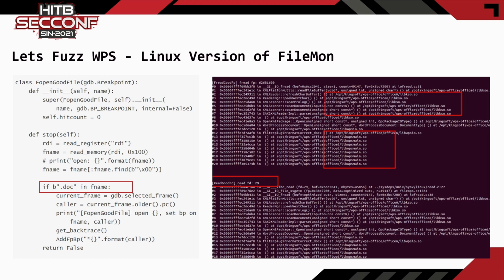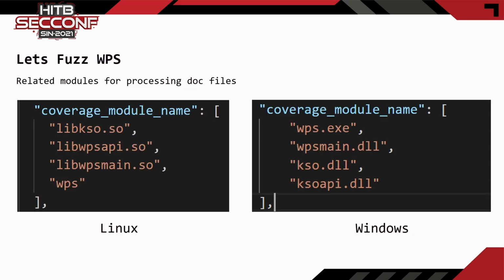passing the doc file. In the call stack, we found the Linux versions of kso.dll and wpsman.dll, namely libwpsman.so and libkso.so. In addition, I also found libwpsio.so. In this way, we can locate the file passing module of WPS for Linux. This page shows the modules that need to be patched when WPS passes a doc file on the Windows and Linux platforms. On the left is Linux, on the right is Windows.